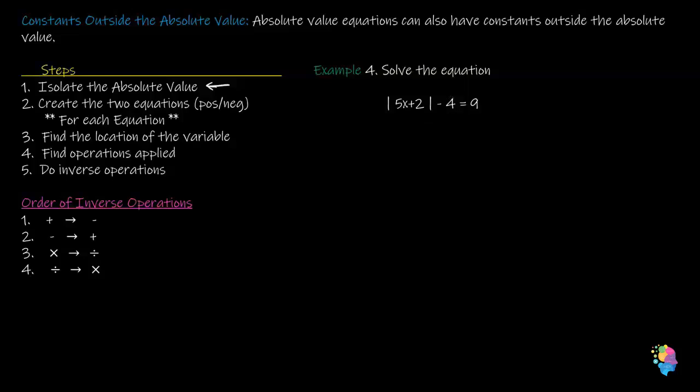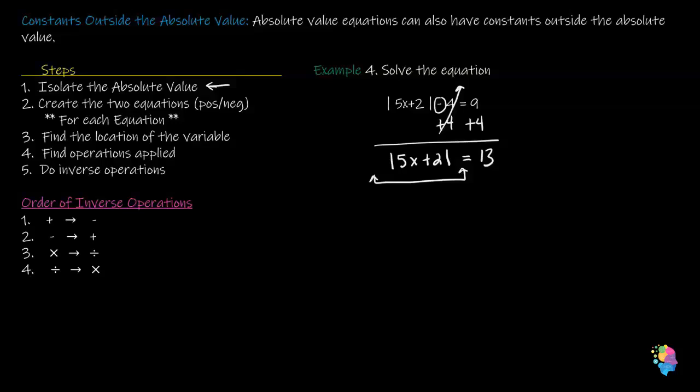Because we have subtraction, the opposite of subtraction would be to add. So to isolate the absolute value, I'm just going to do those inverse operations. When I do that, I'm left with the absolute value of 5x plus 2. And that's going to go away. That's going to go to 0 because minus 4 plus 4 is 0. And on the right side now I have a 13. So now that we've isolated the absolute value, we can create our two equations.